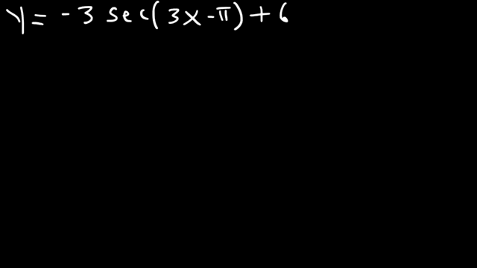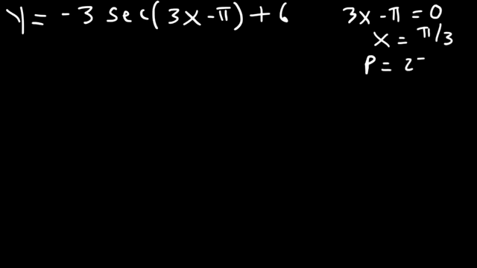So let's begin with the phase shift. Let's set the inside equal to 0. And keep in mind secant is 1 over cosine. So we're going to graph it like a cosine function first. Solving for x, we can see that it's going to be pi over 3. Next, calculate the period. The period is 2 pi over b. In this case, b is the number in front of x. So 2 pi over 3.